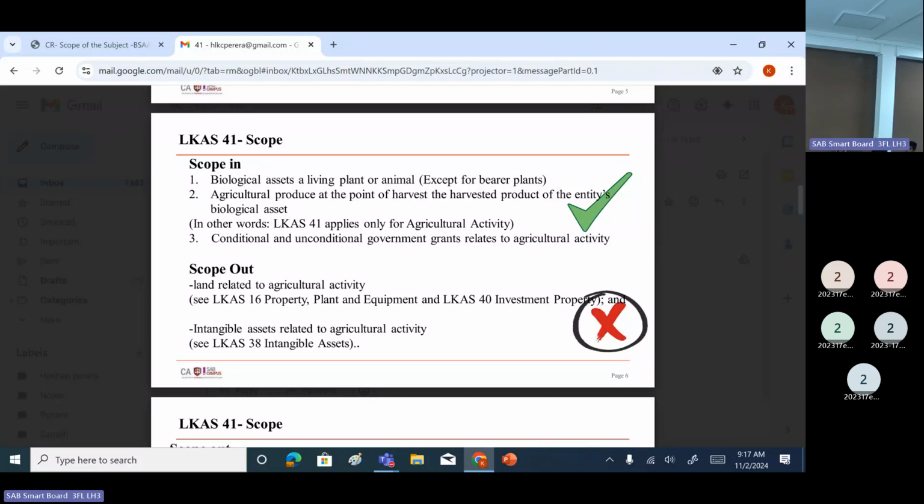So a biological asset is a living plant or animal except bearer plants. Bearer plants we consider as property, plant and equipment. We treat them using LKAS 16. That's PPE. Bearer plant. What do you mean by bearer plant? Bearer animal. Bearer plant.